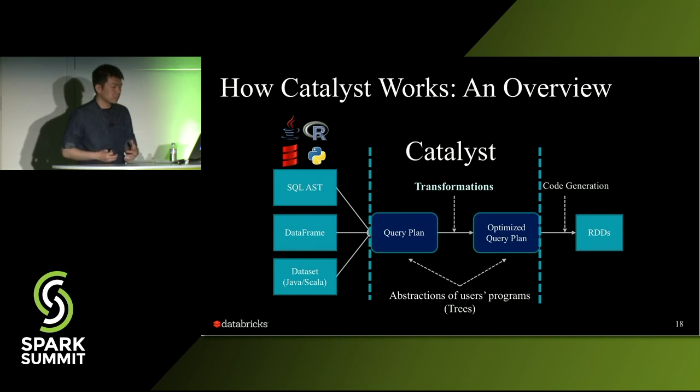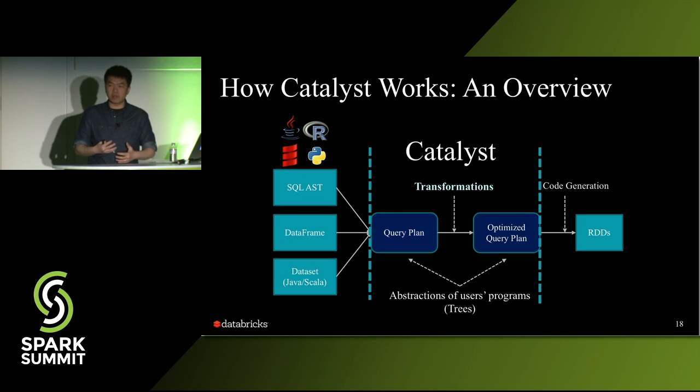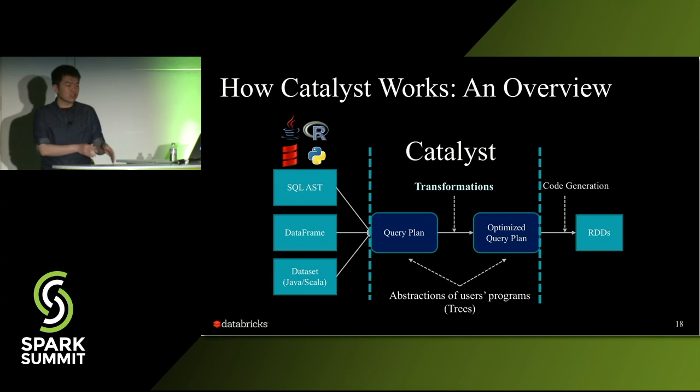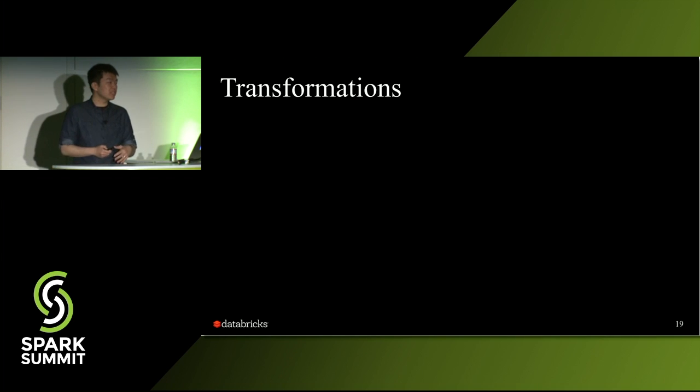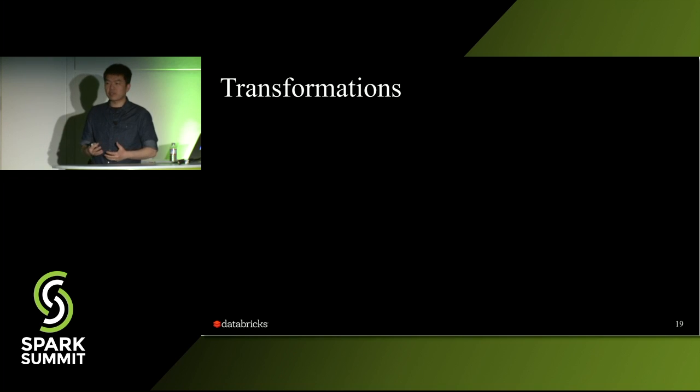So now I have introduced how Catalyst abstracts user programs as trees. Let's look at the transformation, which is the mechanism used to convert an unoptimized tree to an optimized tree. Transformations in Spark are pure functions, and we do not mutate the tree, but instead we produce a new one if the transformation applies.